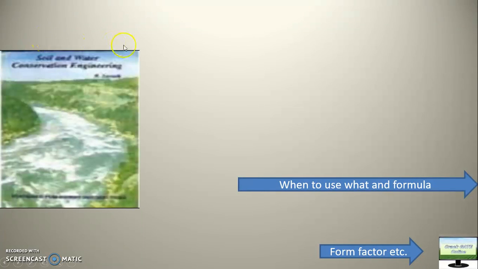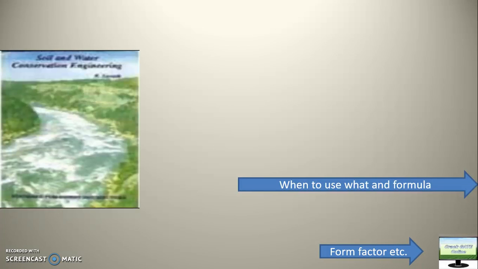Sorry for this bad image. The resolution is not good, but I could not find a good one. This is Soil and Water Conservation Engineering by R. Suresh. This is also a very important book. Various chapters are very important.